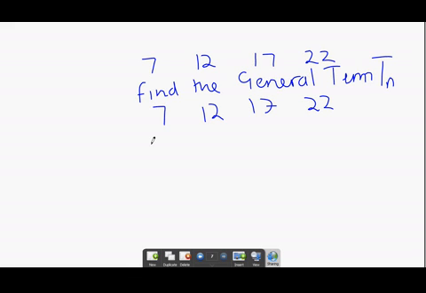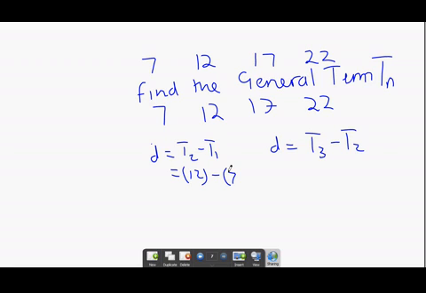So we know that d is equal to t2 minus t1, and d is equal to t3 minus t2. Now we are going to say in brackets 12 minus 7. I'm doing the simplest one first, and then this one, 17 in brackets subtract 12 in brackets. This is going to give you 5, and this one is also going to give you 5. If you press your calculators, then that's fine.